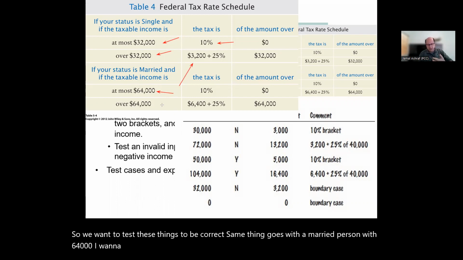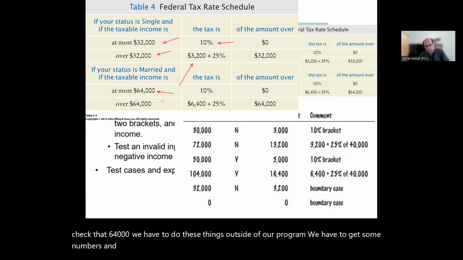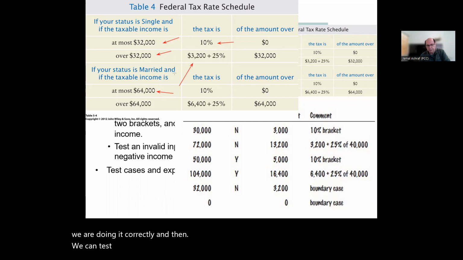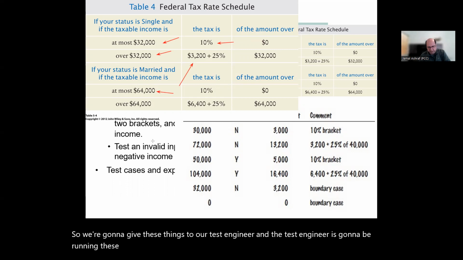We have to do these things outside of our program. We have to get some numbers, and then if we have the customer, we want to check it with the customer to be sure we are doing it correctly, and then we can test our program based on those. So we're going to give these things to our test engineer, and the test engineer is going to be running these numbers over and over to see if something goes wrong.